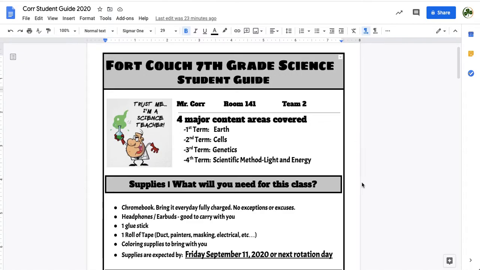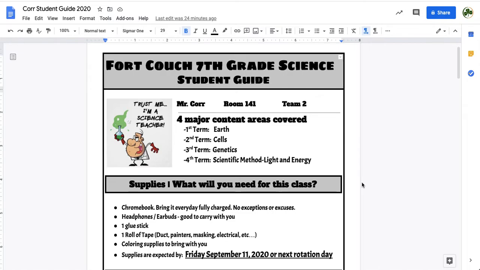In the first term, we will focus on Earth, and that is dealing with ecology, also Earth's changing surface with plate tectonics, volcanoes, earthquakes, a lot of good things that you did at Boyce as well, and we'll be adding on to those in that first term. The second term will focus on cells. We will go in depth with living things, body systems, organization of living things, and most importantly, we will go in depth with the cell and all the different parts that make it work.